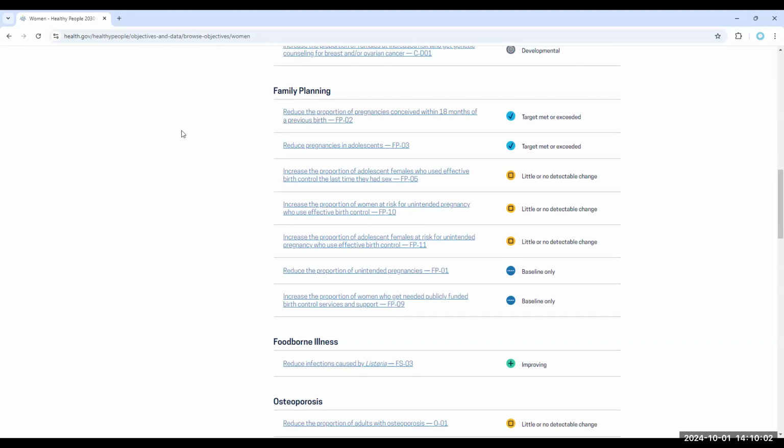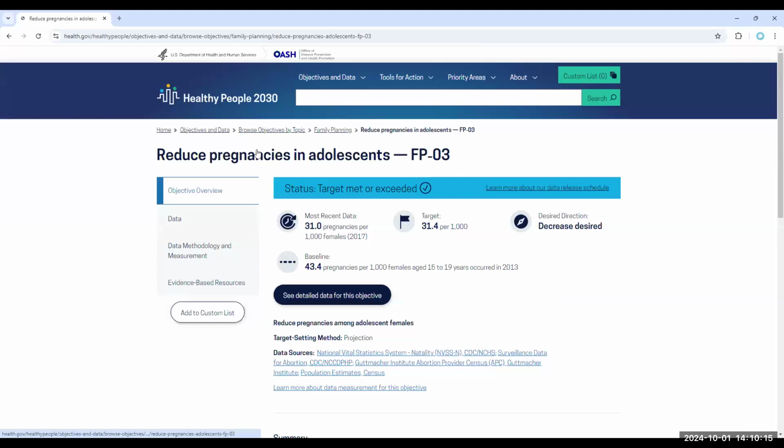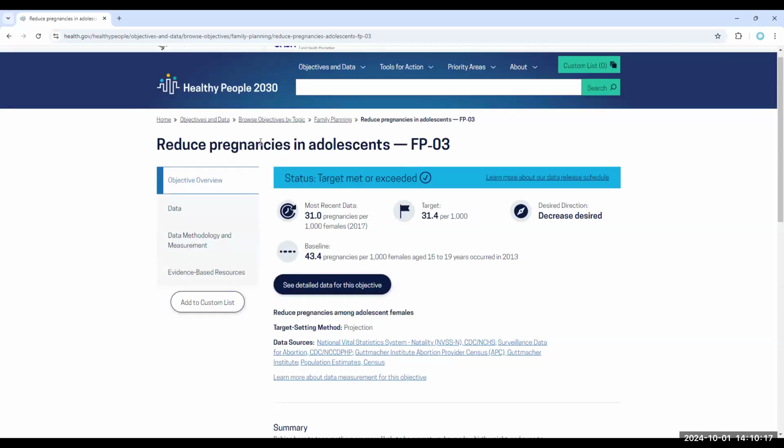Then you go down and figure out which one you're talking about. Reduce pregnancies in adolescents. This is one of them. Look, target met or exceeded already. Little or no detectable change with this one. And you can kind of follow these studies and see what they've been doing and how they've been implementing them.